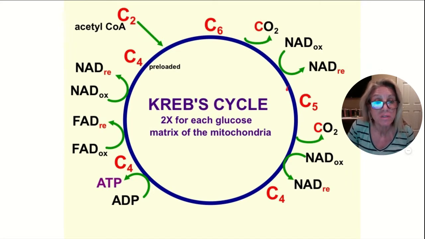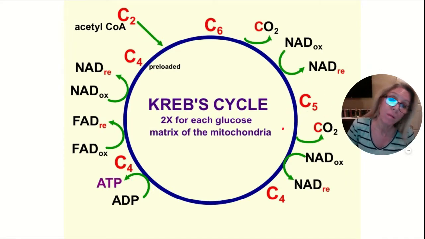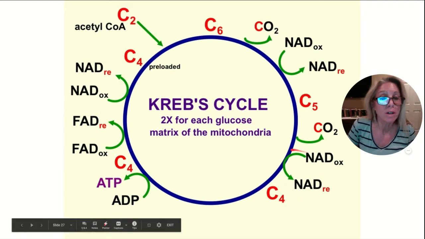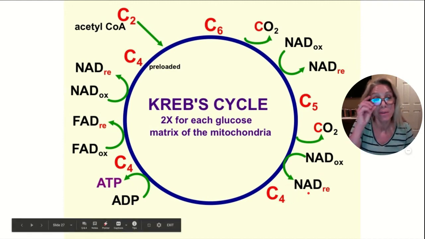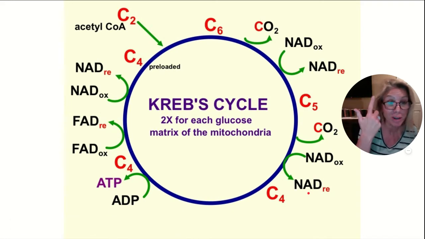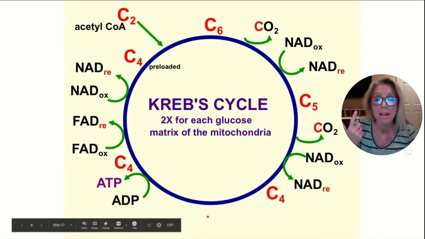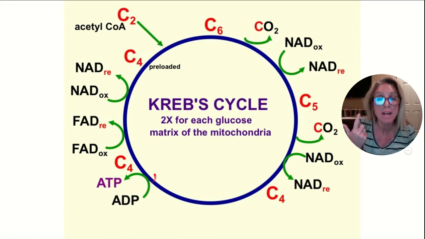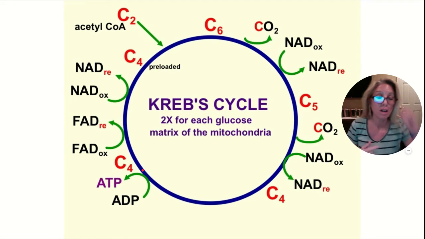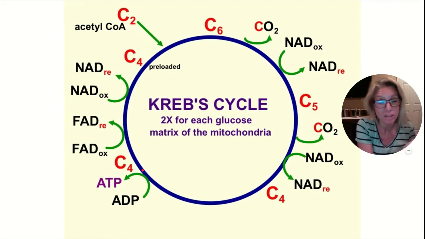Okay, now what? We're going to take this 5-carbon molecule, we're going to pull off another CO2, so it's going to get down to 4, and we're going to reduce another NAD that we can take to our electron transport chain. So now we have 2 of them, right? Then we have a phosphate group on this C4 molecule, so we are able to make a single ATP. This is through substrate level phosphorylation. It's a handoff, just like we did in glycolysis.